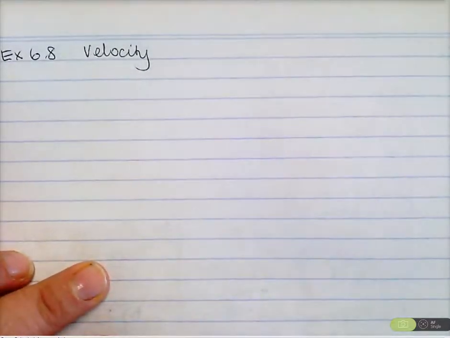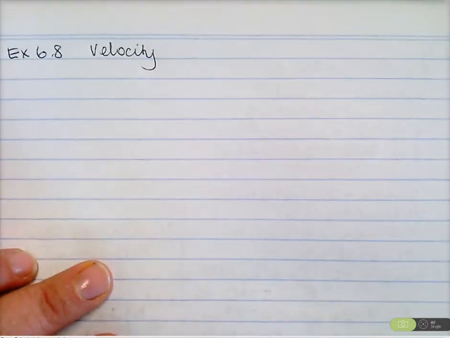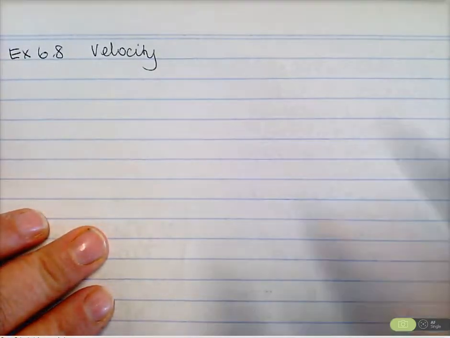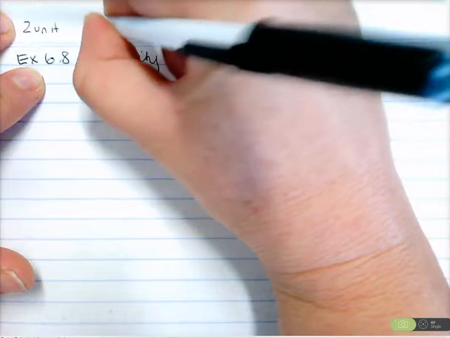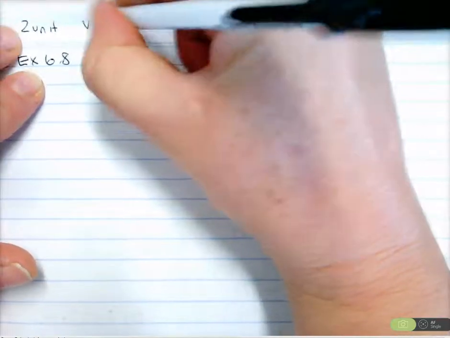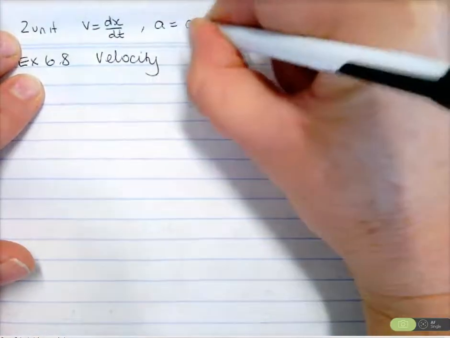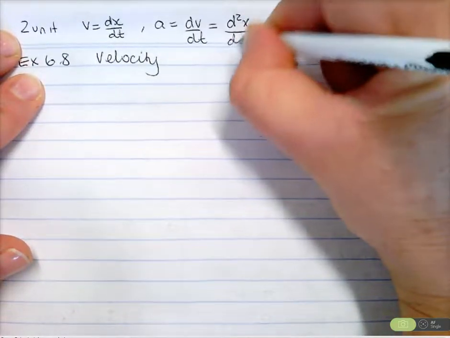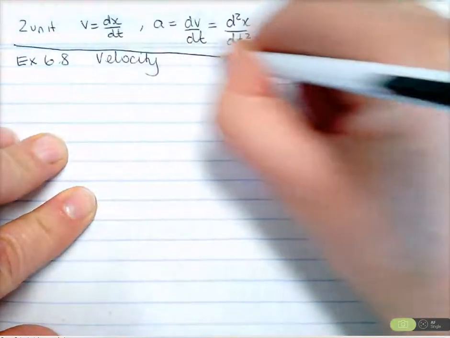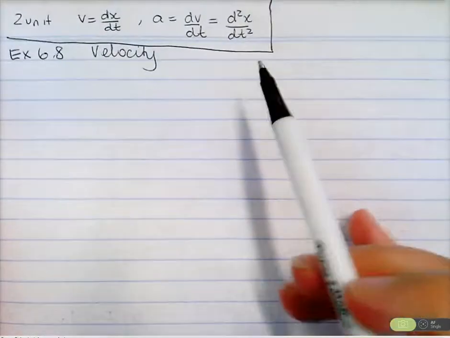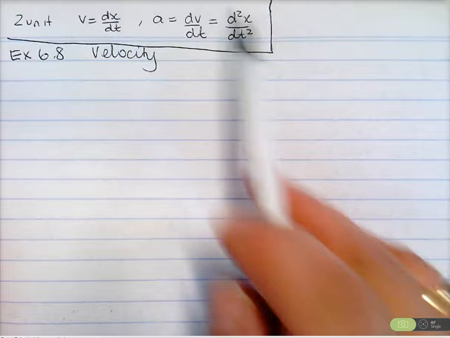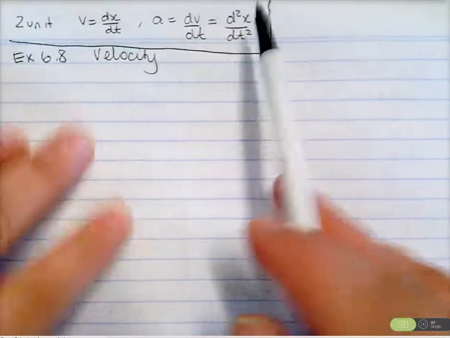Okay, in the next two exercises, we're looking at velocity and acceleration now, not in terms of t. So you know how normally with 2 unit, we know that v is dx/dt. This is with 2 unit. And a is dv/dt with 2 unit, or d squared x by dt squared. That's what we've done in 2 unit so far. So in 2 unit, we look at velocity with respect to t and acceleration with respect to t as well.